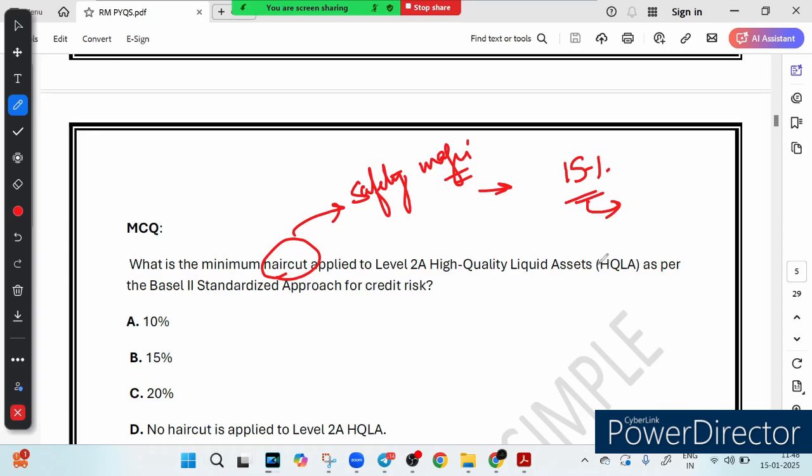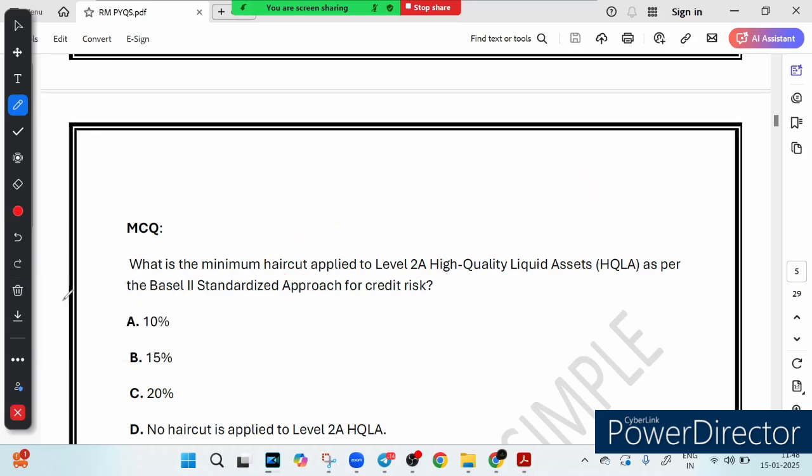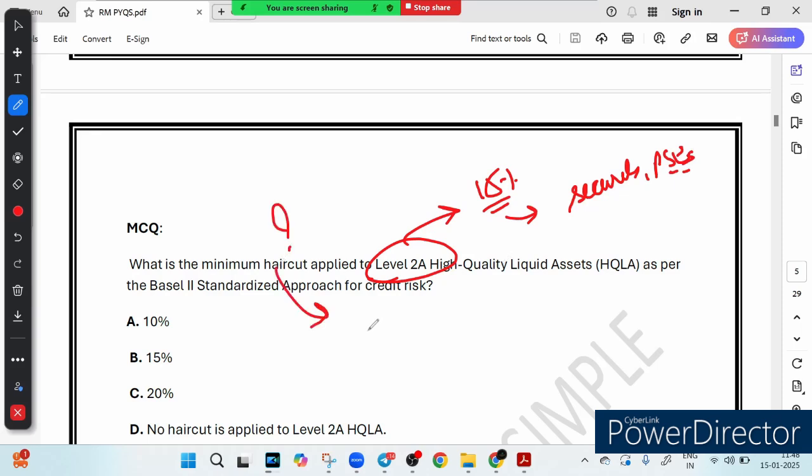So what are the key points? First of all, the haircut definition: a haircut reduces the market value of an asset to account for a potential price drop during a crisis. Second, the Level 2A haircut is 15%. It is applied to Level 2A assets, which include securities issued by sovereigns, public sector entities or multilateral development banks. Why is a haircut needed? To ensure that the bank's liquidity buffer is realistic and can handle a stress scenario. In other asset classes, Level 1 assets typically have no haircut, and Level 2B assets may have a higher haircut, 20%. Now hopefully this concept is clear.